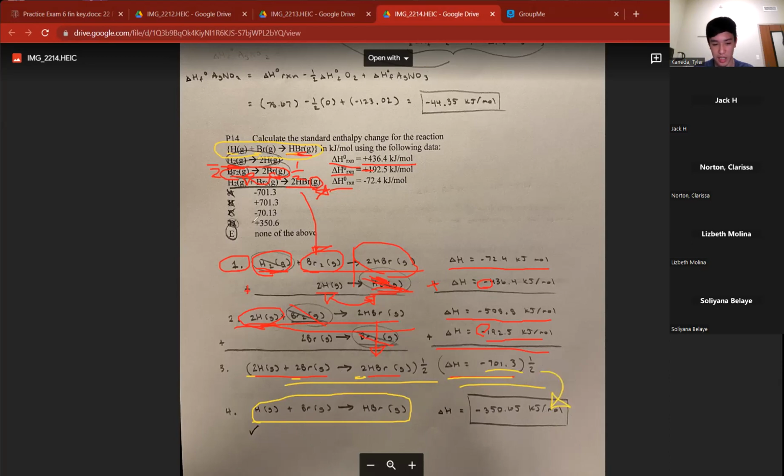As you can see, it doesn't match any of these, so the answer was none of the above. I hope that method makes a lot more sense than the way he taught it. This is the textbook's way of doing it. Does anyone need any clarification about how I did this?